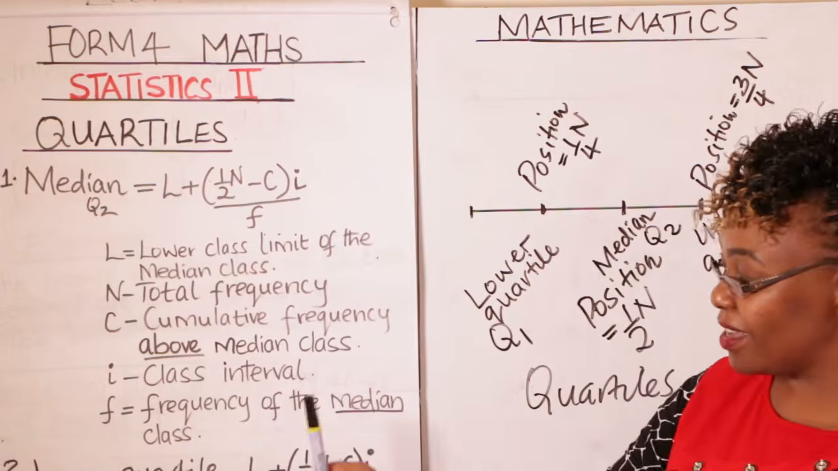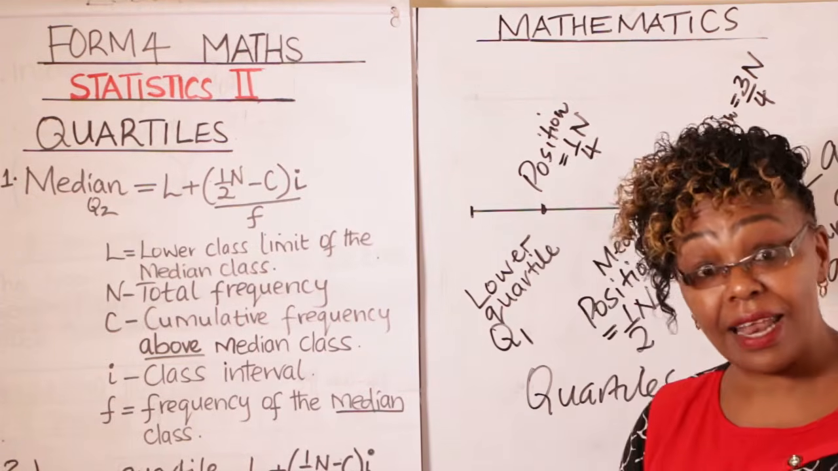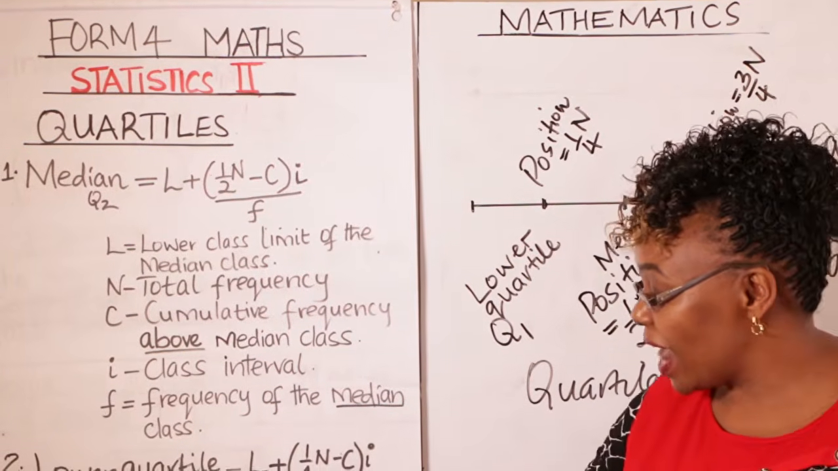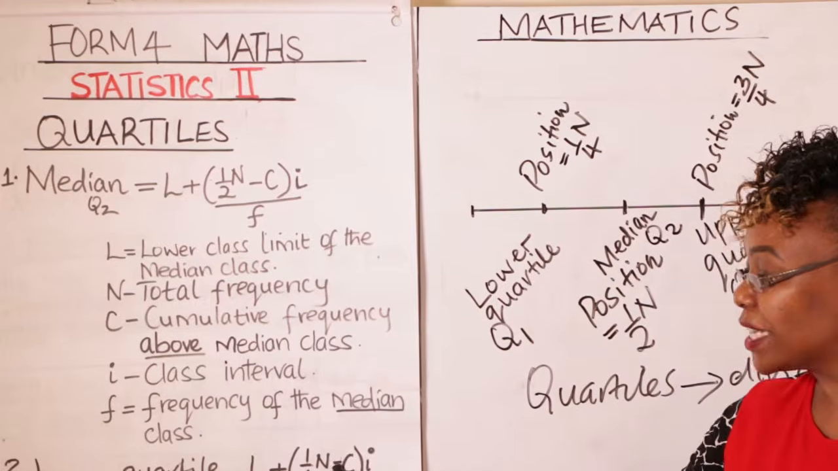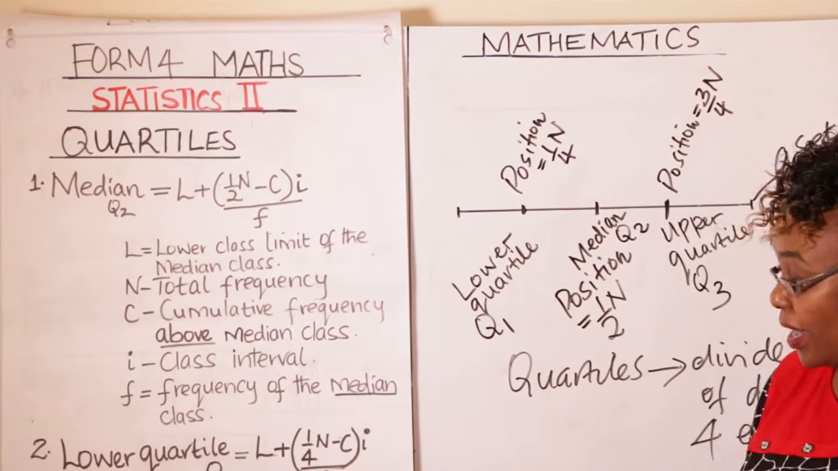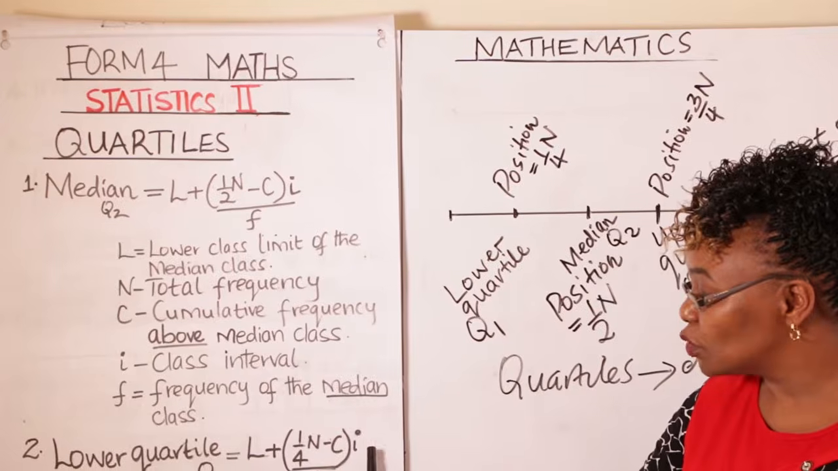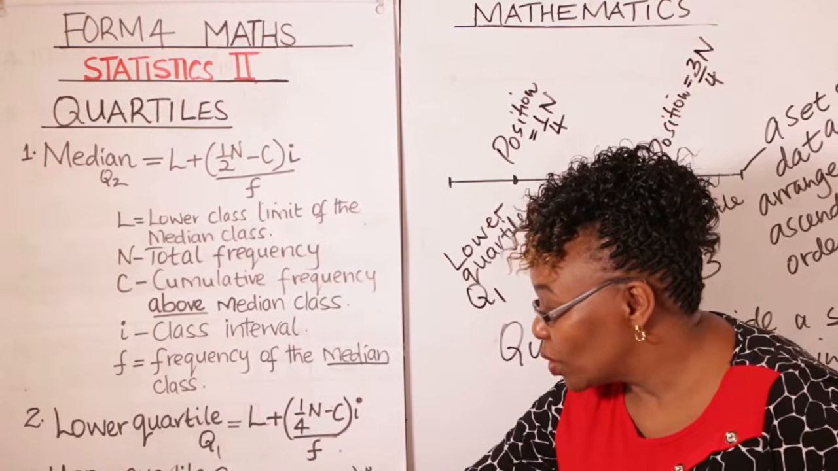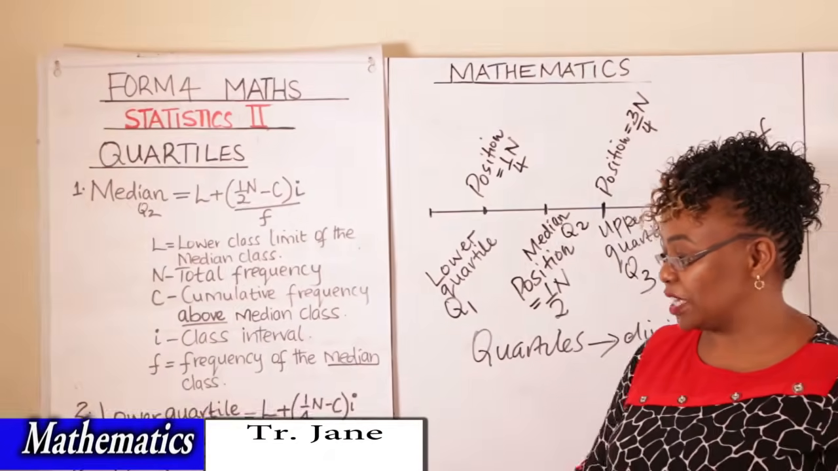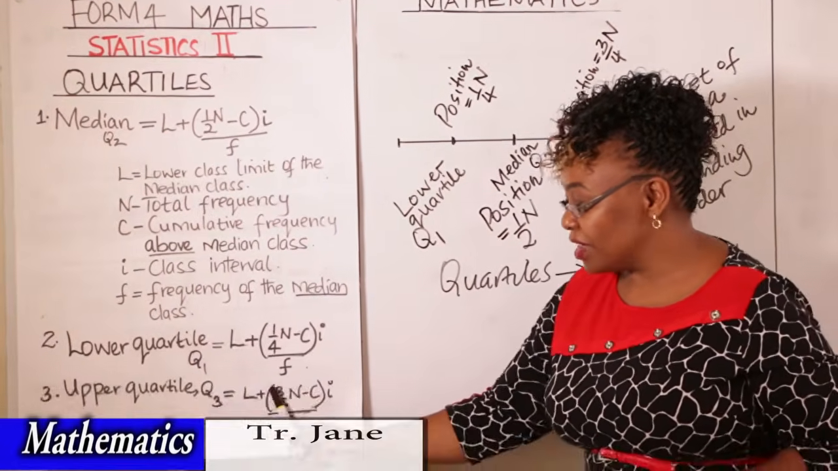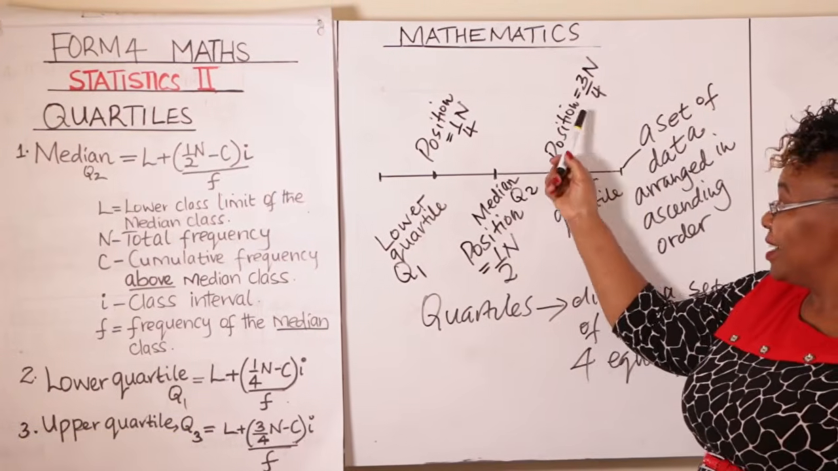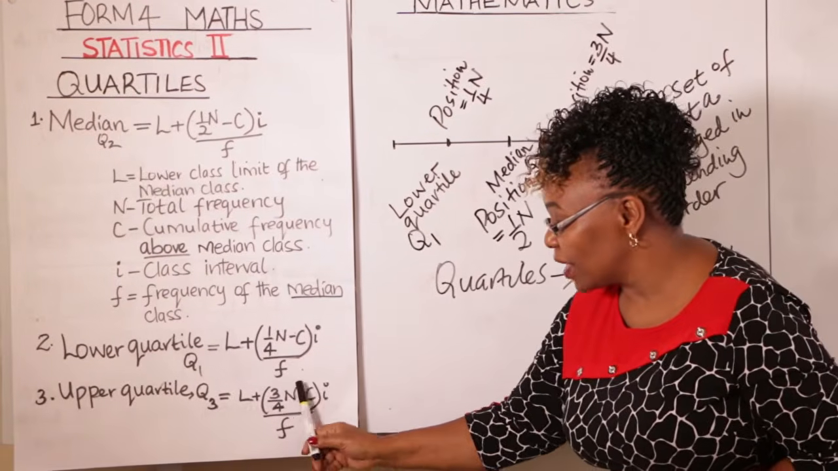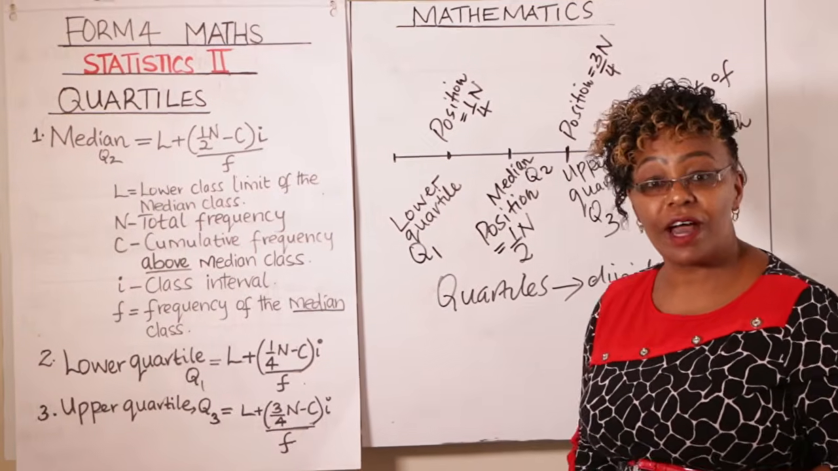Good. And therefore, how do you find the lower quartile, Lana? It is given by a similar equation. L plus, here now we have a quarter n, here we had a half n. And therefore L plus quarter n minus C multiplied by I over F. Similarly, the upper quartile, Q3, is given by L plus 3/4 of n minus C times I over F. It's like you are referring to the position.